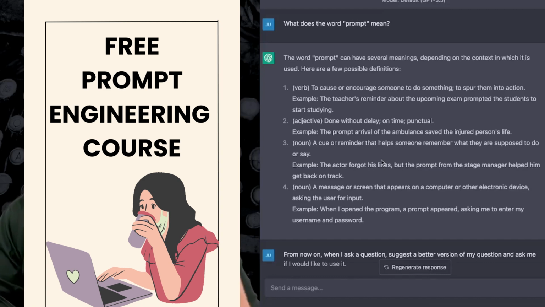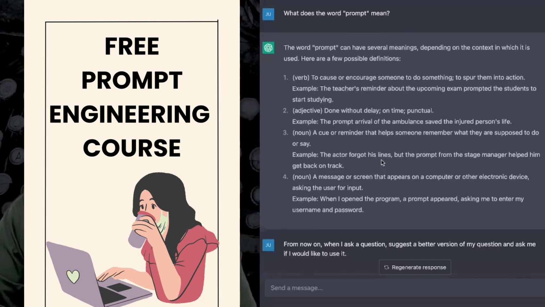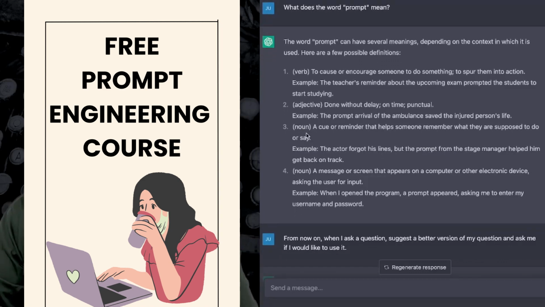Now, we're going to talk about prompts themselves as conversations later on, but for now, the way to think about it is a prompt doesn't just have to be something that's immediate. It can be, but it doesn't have to be. The next thing it says is a prompt can be a noun, a cue or reminder that helps someone remember what they were supposed to do or say. Now this is important because we can use prompts to remind the large language model of information or of things that it needs to do.